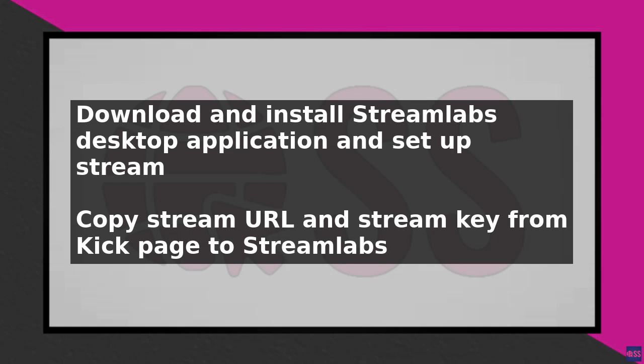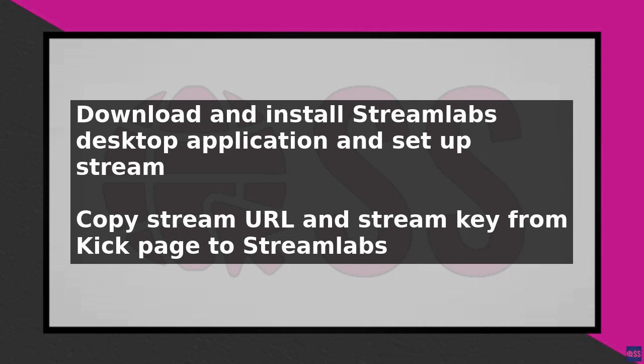Go back to the Kick page you left open, and copy the stream URL and stream key. Paste these into the Streamlabs settings. But be sure to keep your stream key hidden, as sharing it could allow others to stream from your account.